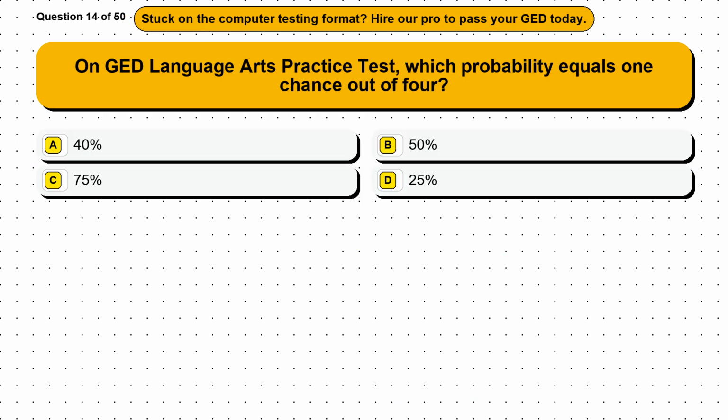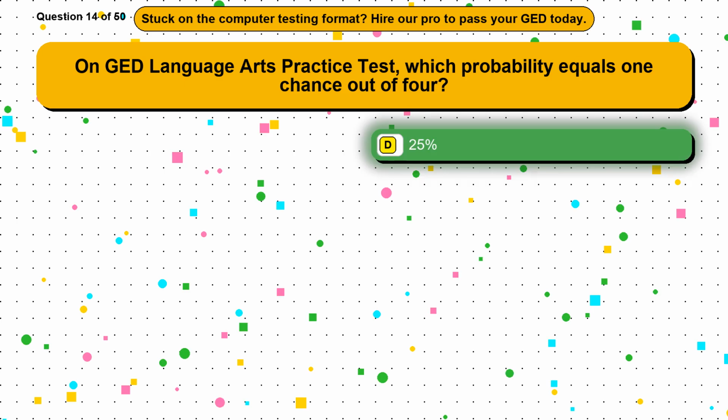Question 14. On GED language arts practice test, which probability equals 1 chance out of 4? Option A, 40%. Option B, 50%. Option C, 75%. Option D, 25%. The correct answer is option D.